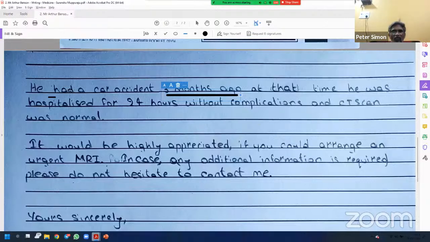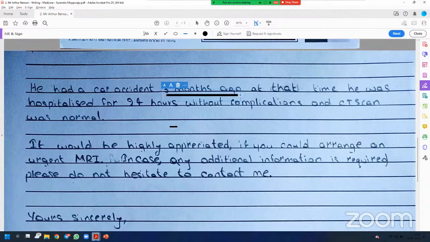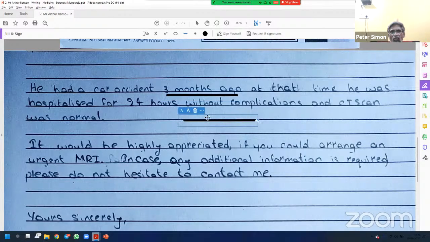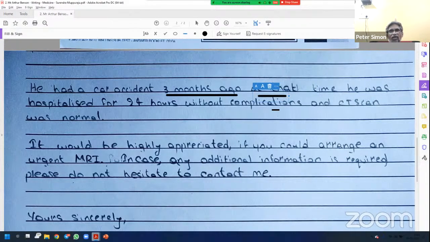This paragraph is not that good. So he had a car accident 3 months ago, and at that time, you could have written like that: 3 months ago, he had a car accident during which he was hospitalized for 24 hours, and there were no signs of complications, and the CT scan was unremarkable, like that.